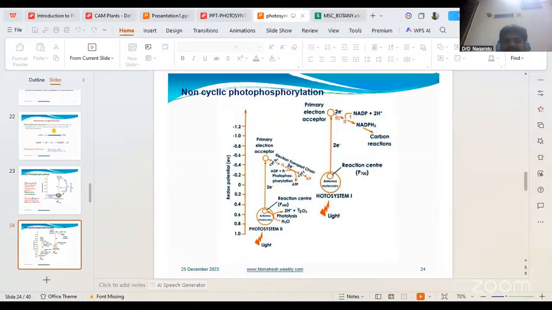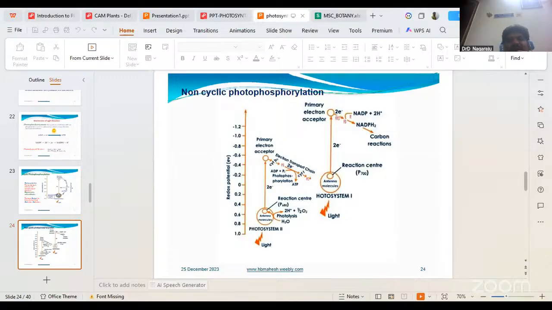Here, same as in the cyclic reaction, the cytochrome B6 complex leads to ATP formation, same as cyclic. But then the electrons go to plastocyanin. This plastocyanin supplies the electrons into PS1, which is 700 nanometer. This one is 680 nanometer.